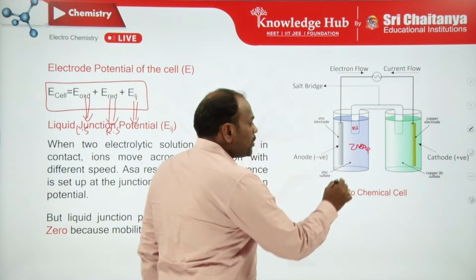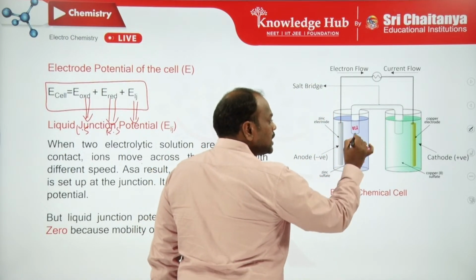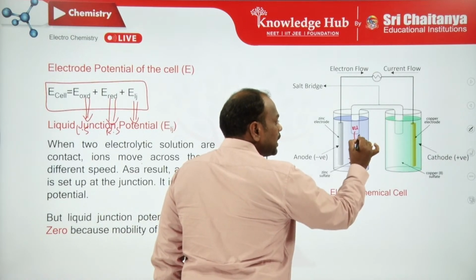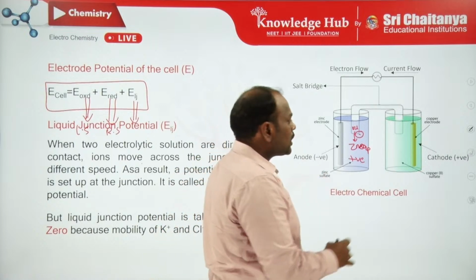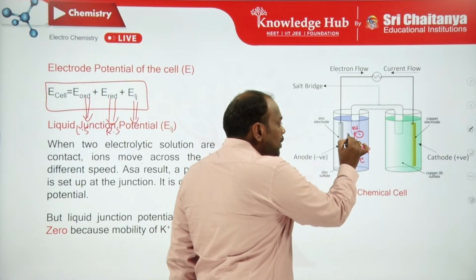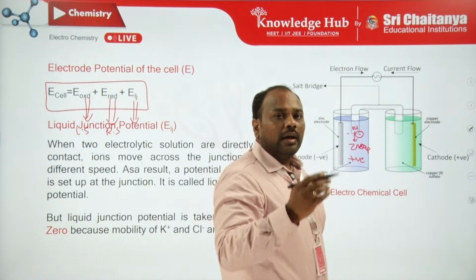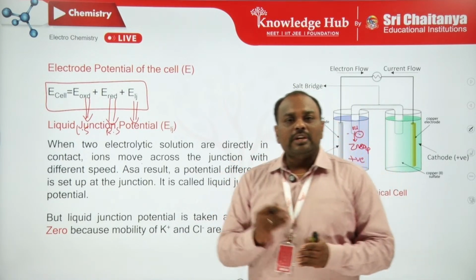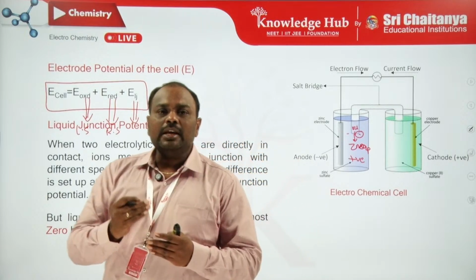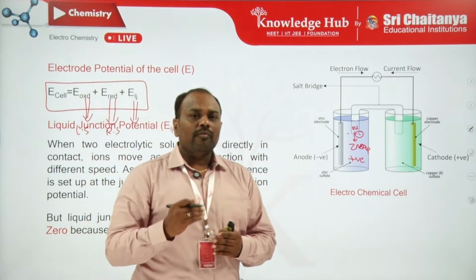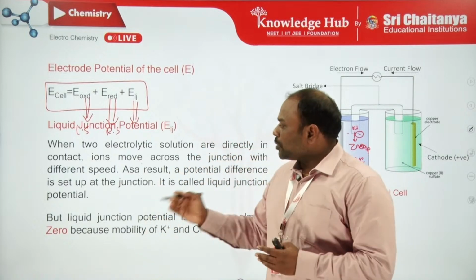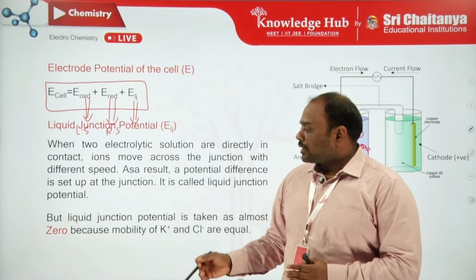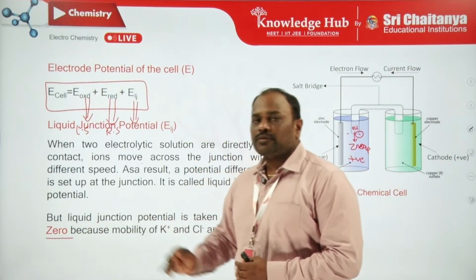How is it? Because on the left side only positive charge is there, charges are transferred. So which charge is transferred here? Negative charge is transferred. Due to this, between these two, a junction potential exists, the liquid junction. That means due to different velocities, we get a difference in speed. Due to this, a potential is developed. That potential is known as the liquid junction potential.